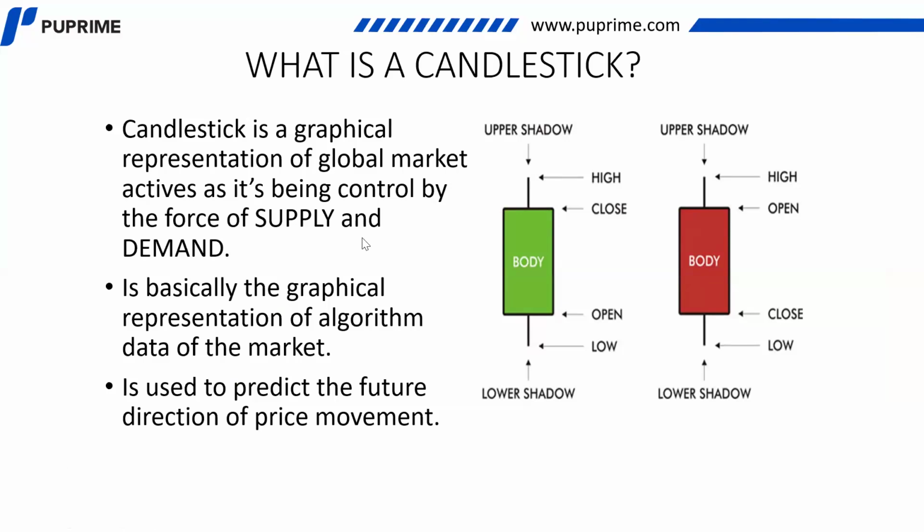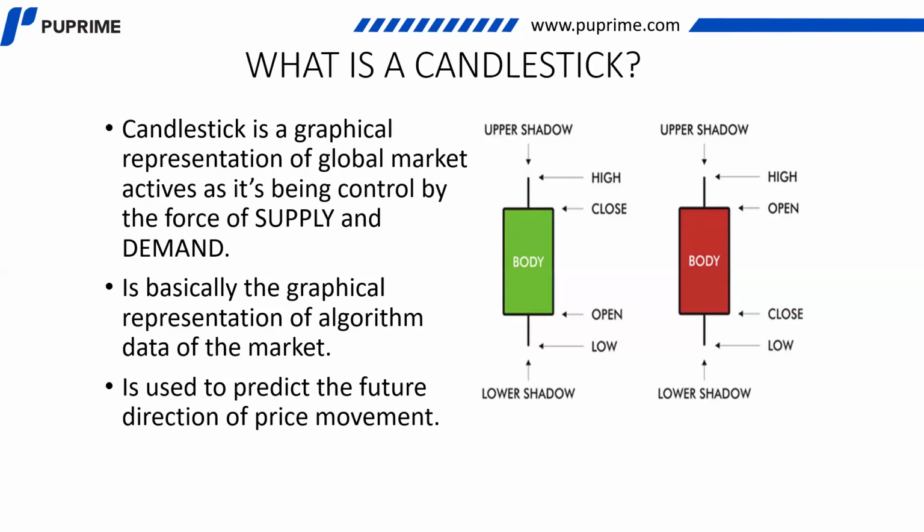So what is a candlestick? A candlestick is a graphical representation of global market activities controlled by forces of supply and demand. It is just a graphical representation of what is happening, telling you that at this particular time frame, the buyers are very strong in the market, and at this particular time frame, the sellers are very strong. So every one-hour candlestick you are seeing is telling you the presence or the strength between the buyers and the sellers.